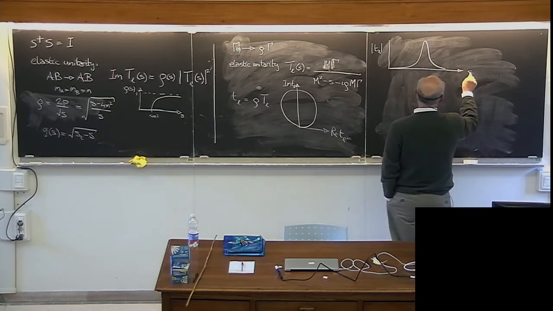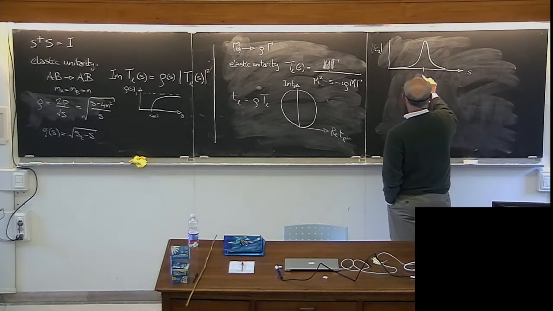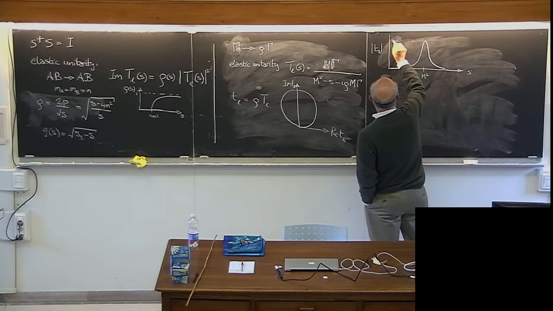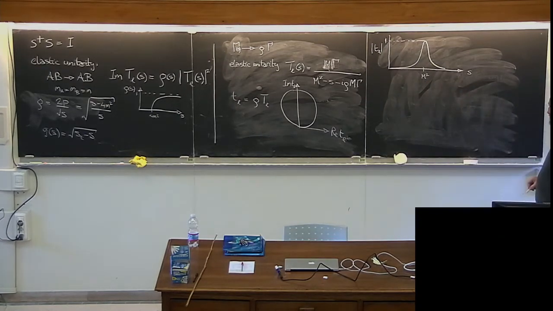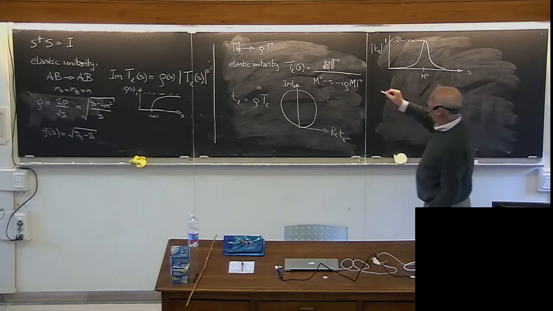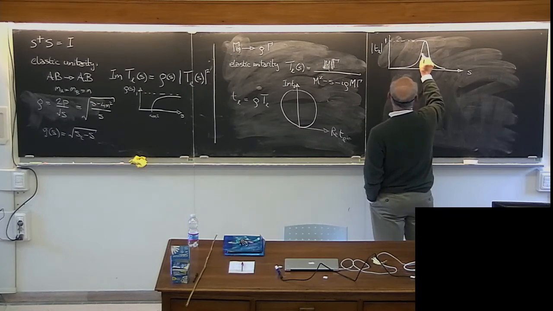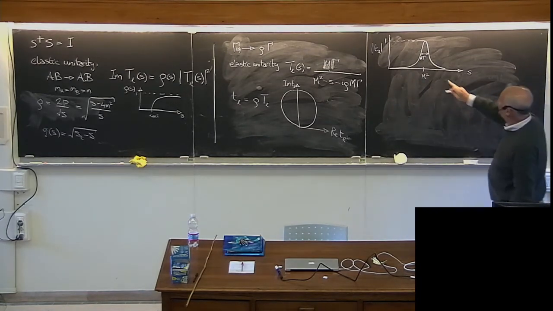Some shape that looks like that, where the peak is at S equals m squared, and at that point, if it's elastic unitarity, this quantity is equal to 1. And what does gamma do? Well, gamma tells you if you go to half the height, it's essentially m times gamma, if I plot it in terms of S, is what that distance is.